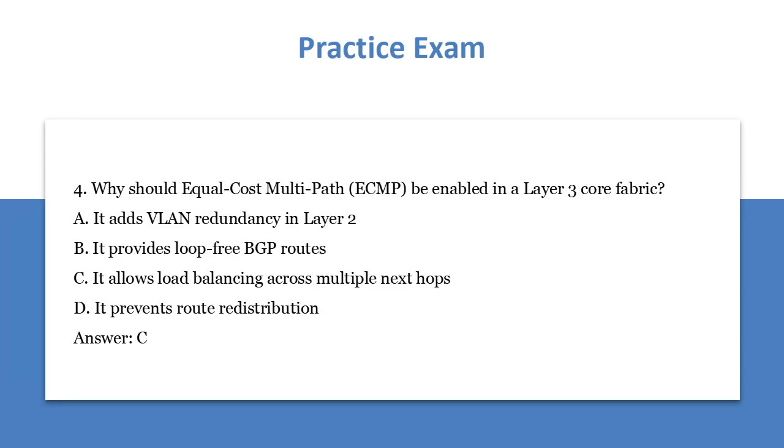4. Why should equal cost multipath (ECMP) be enabled in a Layer 3 core fabric? A. It adds VLAN redundancy in Layer 2. B. It provides loop-free BGP routes. C. It allows load balancing across multiple next hops. D. It prevents route redistribution. Answer: C.